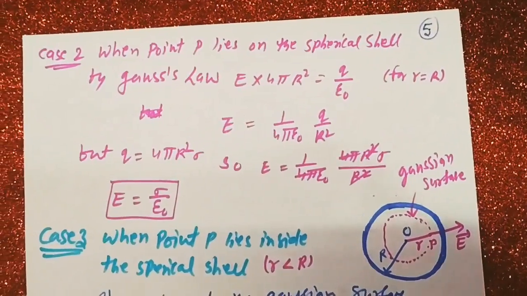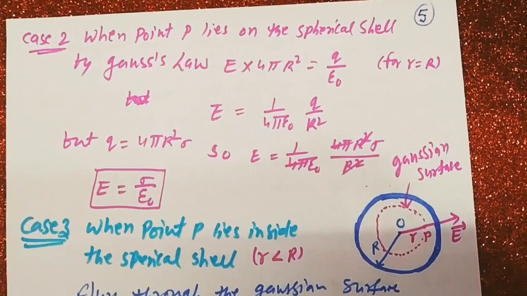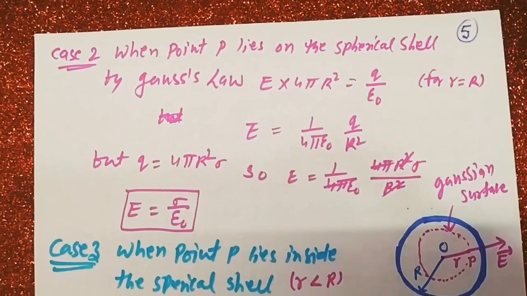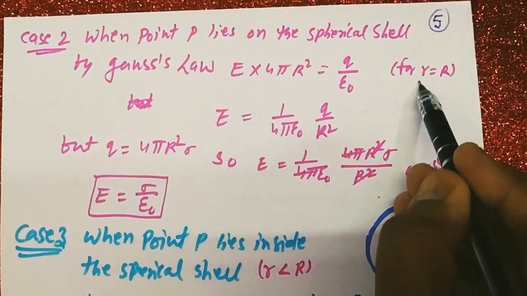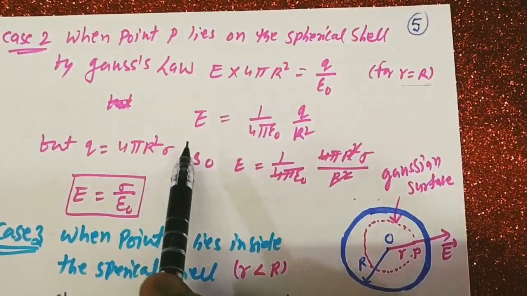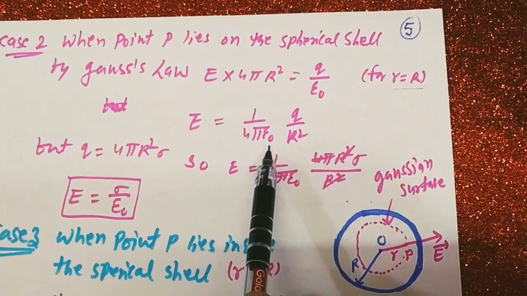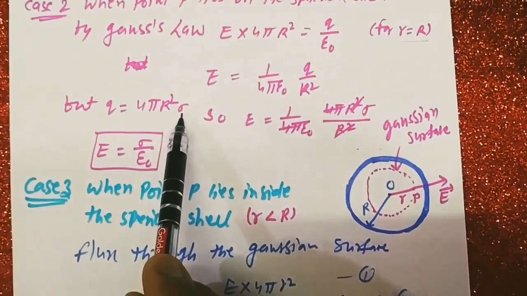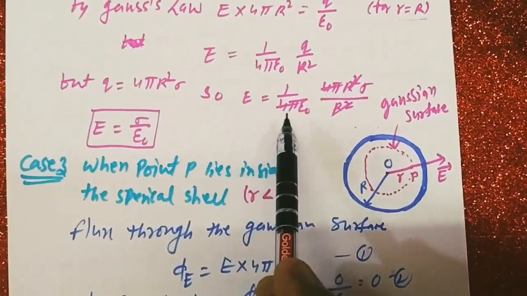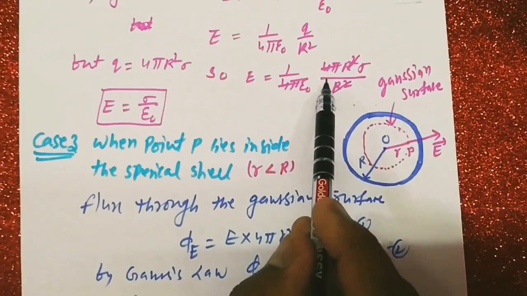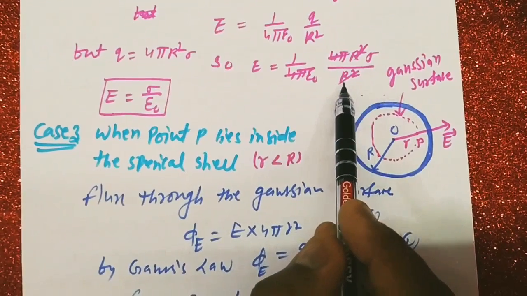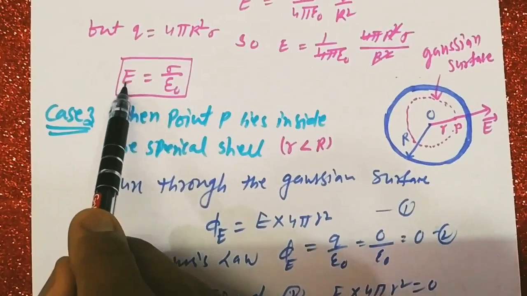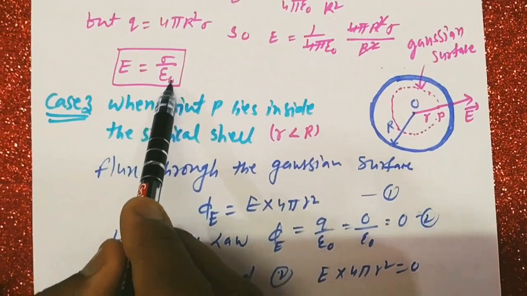Case number 2, when point P lies on the spherical shell. By Gauss law, E into 4 pi r square equal to q upon epsilon naught. Here r equal to capital R, so E equal to 1 upon 4 pi epsilon naught q upon R square, but q equal to 4 pi R square sigma, so E equal to 1 upon 4 pi epsilon naught 4 pi R square sigma upon R square. 4 pi cancels, R square cancels. So we get E equal to sigma upon epsilon naught.